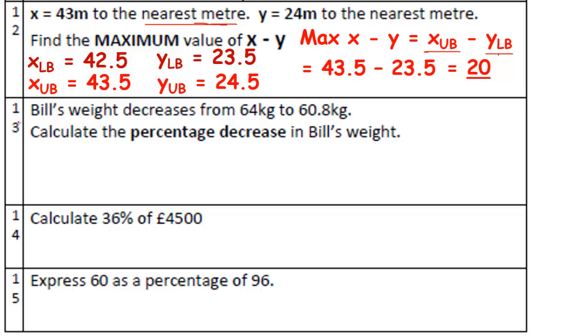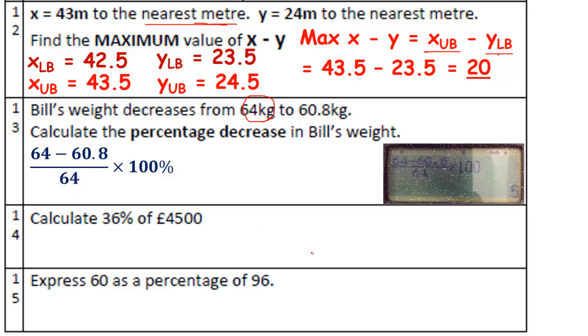Going on to question 13. Bill's weight decreases from 64 to 60.8 kilograms. Calculate the percentage decrease. So we work out the decrease, 64 take away 60.8, divided by the original amount. So always find the original amount, and the original amount always goes at the bottom. Right? So the decrease divided by the original times by 100. This is what it should look like on your calculator when you enter it. Work it out, and as you can see there, the answer is going to be 5%.